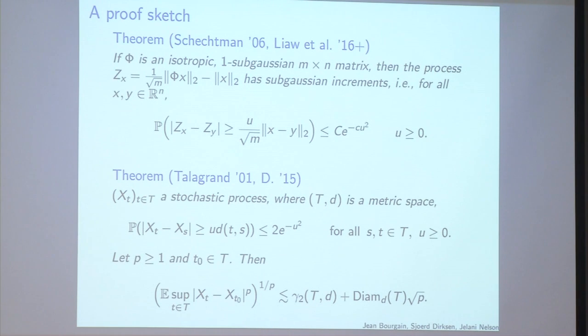What you can actually do is make a very, very simple modification of this generic chaining argument and also get L^p bounds. And the L^p bound will look as follows. You have the gamma-2 functional plus the square root of p times the diameter of T. Okay, and as we've seen before, this means that the upper tail of the distribution of this sup will be sub-Gaussian again. So it will decay at least as fast as Gaussian.